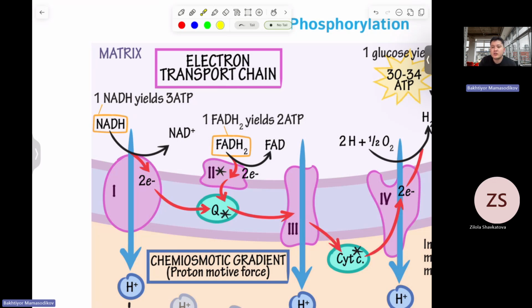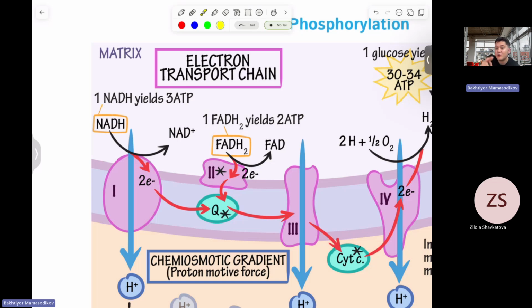And FADH₂ drops off at complex 2. NADH works with complex 1. FADH₂ always works with complex 2, okay? FADH₂ always brings its electrons to complex 2, always, okay? So each NADH makes 3 ATPs, and each FADH₂ is going to make 2 ATPs.